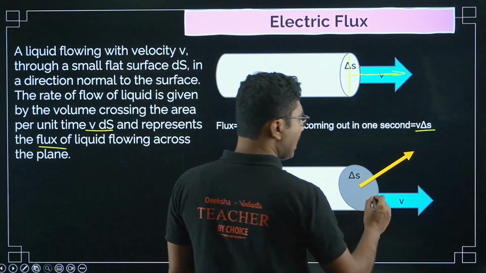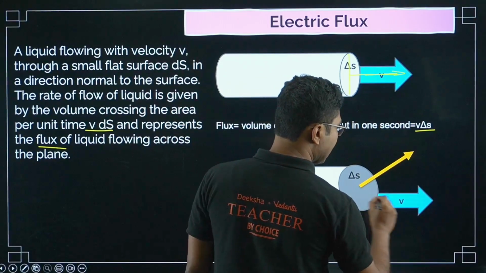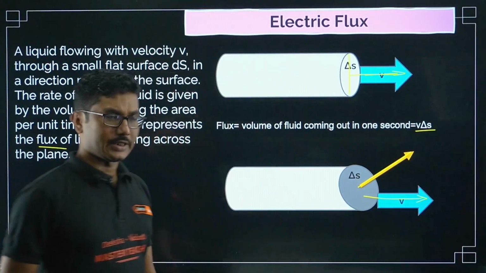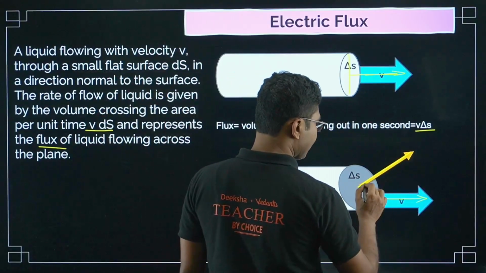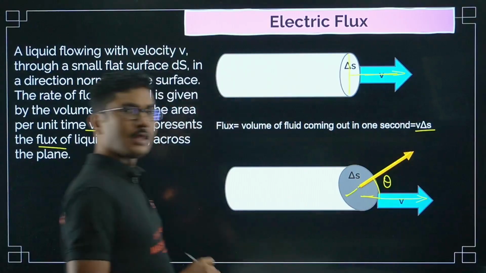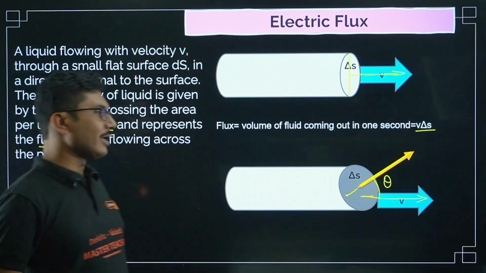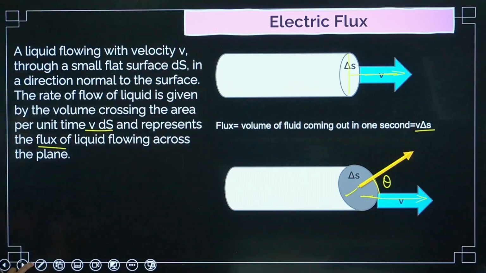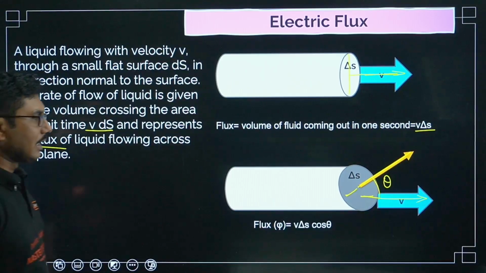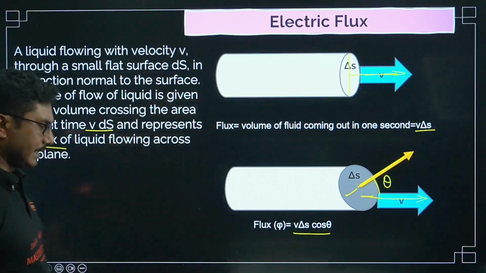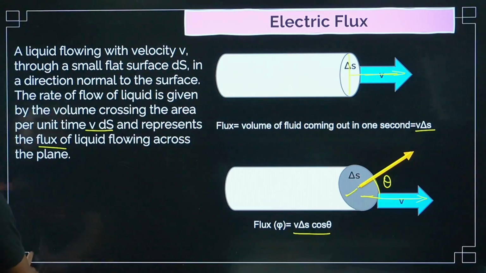So what will happen? The fluid is still coming out in this direction, but the surface area is pointing in this direction. So there is an angle between them. If you trace them back, you will find some angle, say theta. So in this case it is no longer normal. So in that case, what will be the flux? In this case, flux will be given by v ds cos theta or v delta s cos theta. Okay, now let's move on.